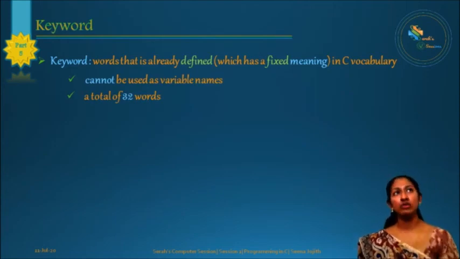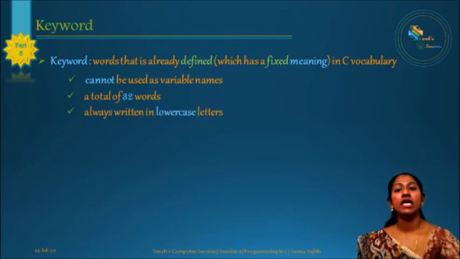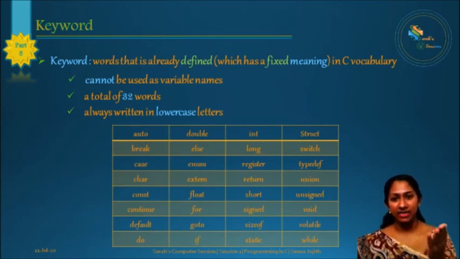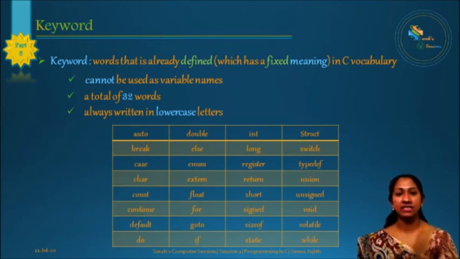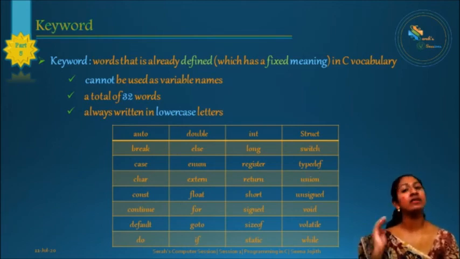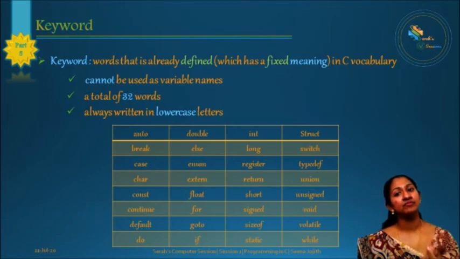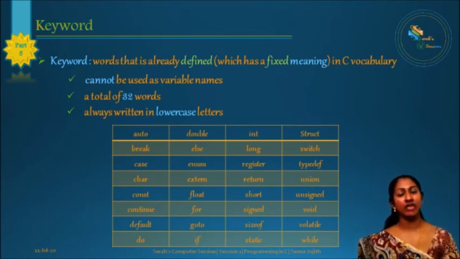And there are a total of 32 words in C vocabulary. And it is always written in lowercase letters. Here in this table, the example struct is a typing mistake. I've written capital S. I'm sorry. But then please remember that all the keywords are written in lowercase letters, as well as there are a total of 32 words in C vocabulary.